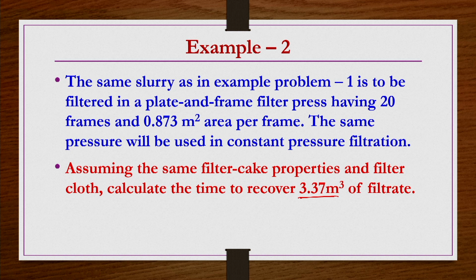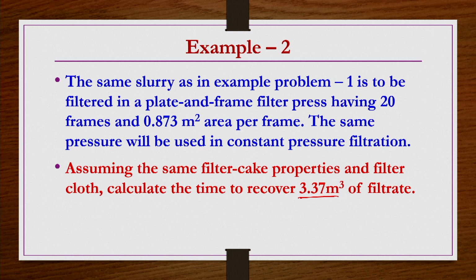Basically, all the conditions are exactly the same as in the previous problem, except the filtration area has been changed. Earlier it was 0.0439 meter square. Now we are using plate and frame with 20 frames, each frame having 0.873 meter square area. So, the overall filter area would be 0.873 into 20. Further, it mentioned that everything is the same as in example number 1, so alpha and Rm etc. will also be the same as in example number 1, but then what is changed?